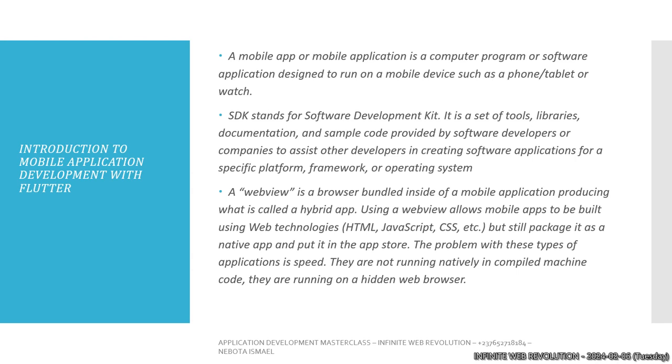Sometimes we hear what we call a web view. Now a web view is a browser bundled inside of a mobile application, producing what is called a hybrid app. Now basically at first, when we have applications, let's say you want an application that should be able to run on an Android device, an iOS device, or let's say on a website by itself. So what happens, enabling this cross-platform ability was actually a problem.